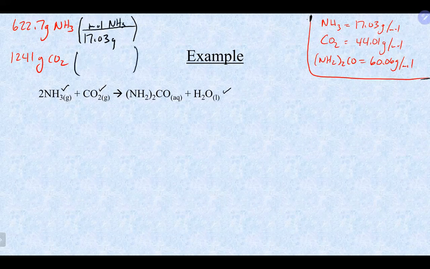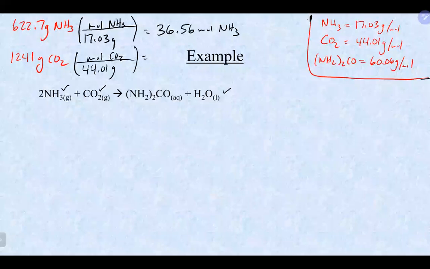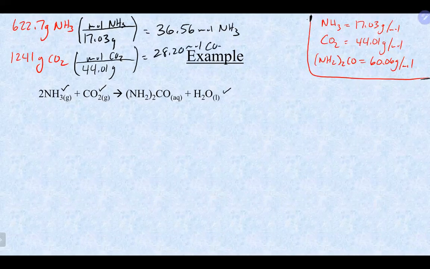So 1703 for our NH3, 4401 for our CO2, and that is going to give us here 622.7 divided by 1703, about 36.56 moles of NH3, and 1241 divided by 4401, we'll call it 28.20 moles of CO2 in this case. And once again, these are your starting amounts of each of these.